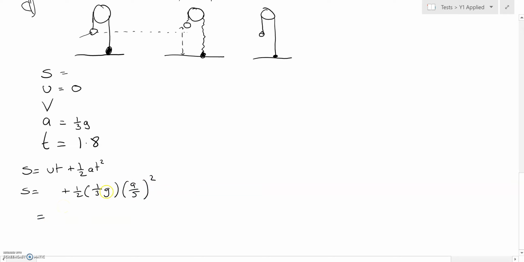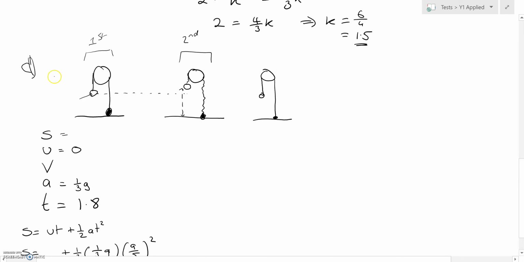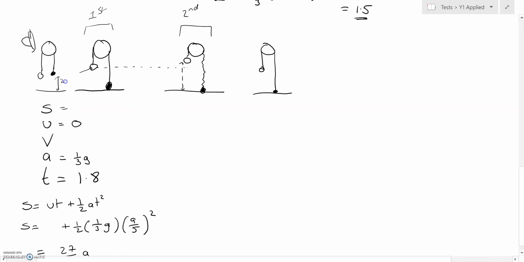If you put that into the calculator, leave G, so just type in a half times a third times 9/5 squared, and that's going to give you 27 over 50 G. So that's our S calculated. So from its original position, this is Q, this is P. We know that Q had to move 27 over 50 G down, which also means that P has now moved up 27 over 50 G upwards.